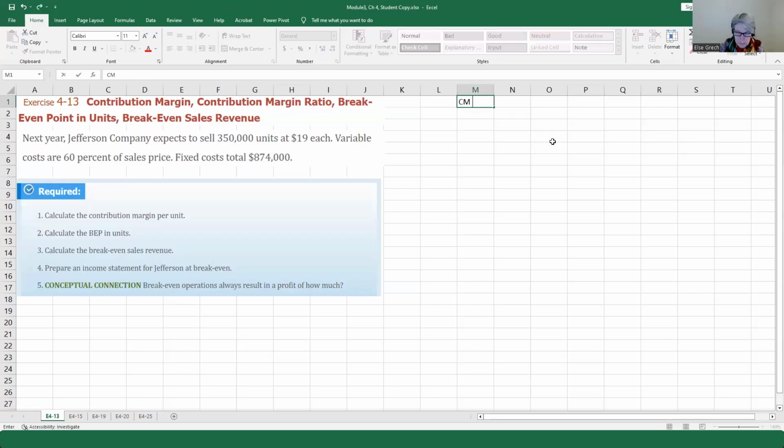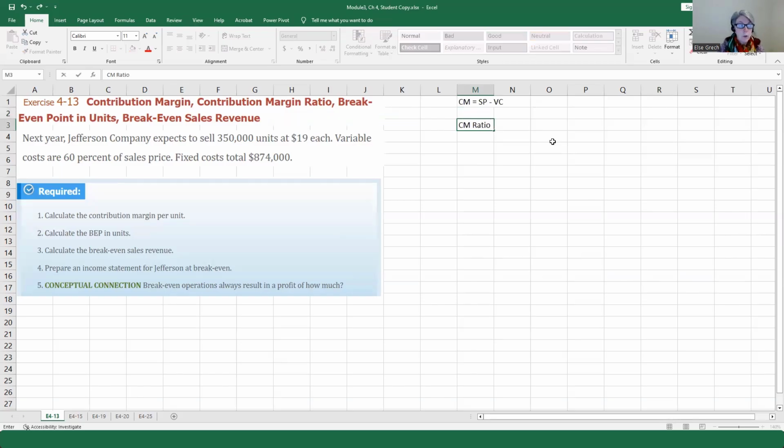Contribution margin is equal to, and it doesn't matter whether it's per unit or in total, the formula is the same. So contribution margin is equal to the selling price minus the variable costs. Now the variable costs can be total variable cost, total selling price equals total contribution margin, or it can be per unit.